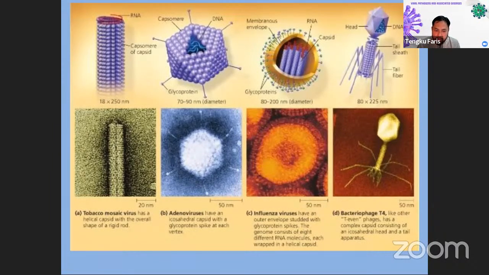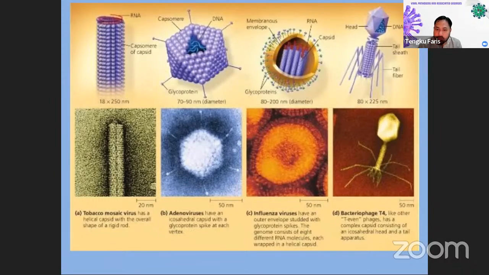Look at B, which is adenovirus. It has an icosahedral shape, a capsid with a glycoprotein spike at each vertex. This is a very interesting shape. You can see the DNA is inside the adenovirus. They have the glycoprotein on the outside. They have capsomeres of the capsid. The capsomeres are an outer layer that makes up the capsid. Capsomere is the subcomponent of the capsid.